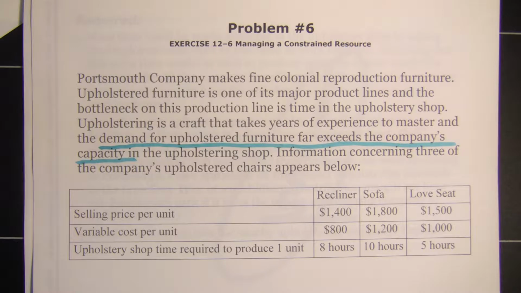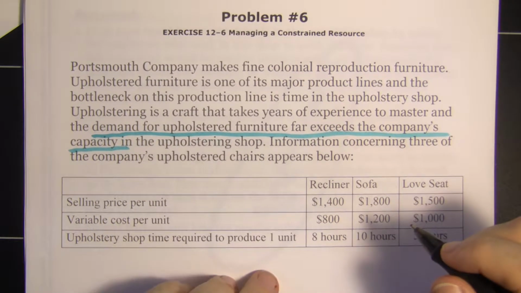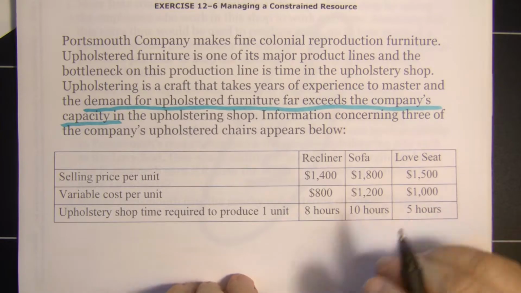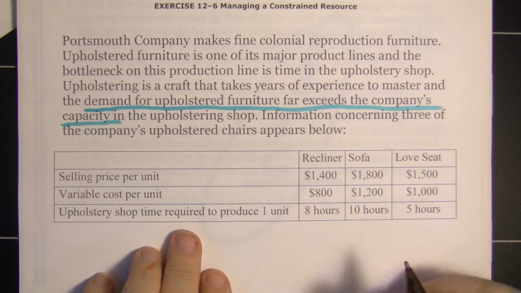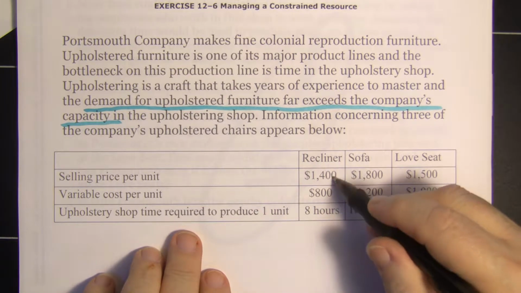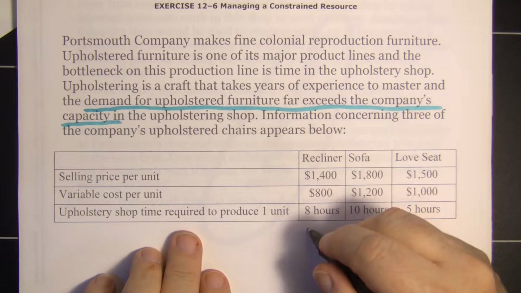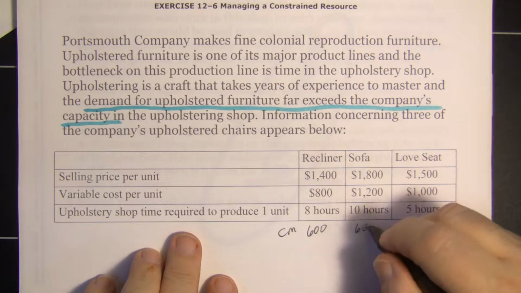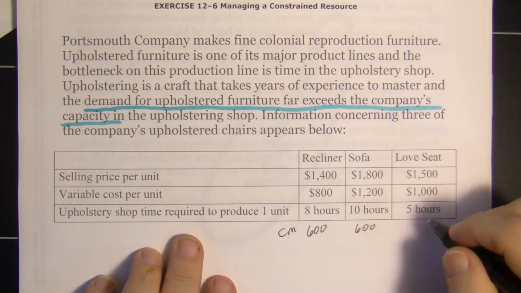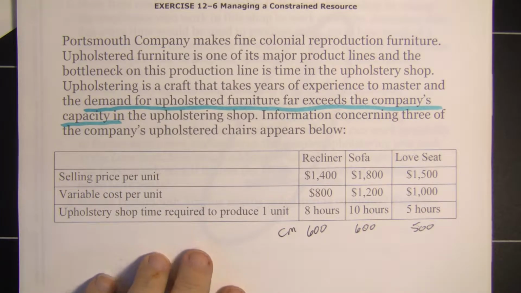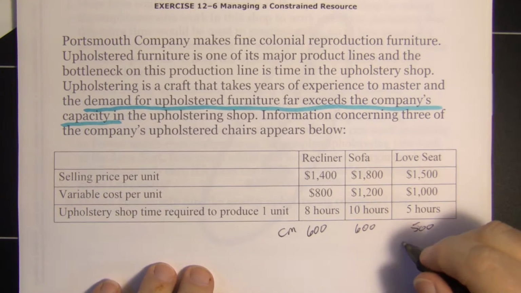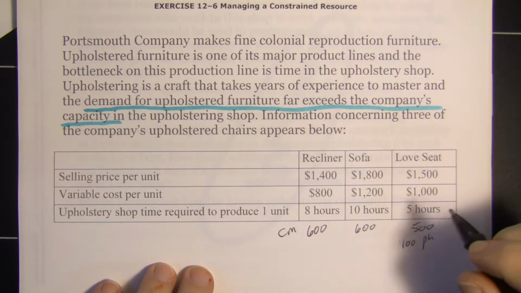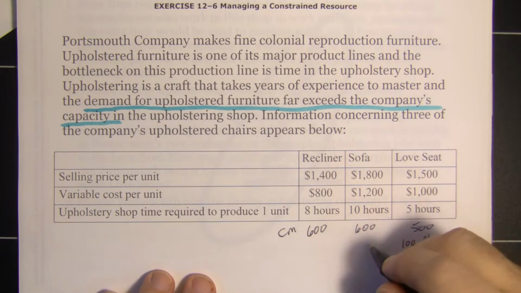And just because I'm an accountant and I've been down this road so many times, when I'm given a selling price and a variable cost, I can't help myself. I'm going to figure out the contribution margin and the contribution margin per constraint. And the constraint, we're told here, is the upholstery shop. So 14 minus 8 is 600. So that's the contribution margin. And the contribution margin here is 600. And the contribution margin here is 500. Now take a look at this, and this is $100 per hour of constraint. This is $60 per hour of constraint.